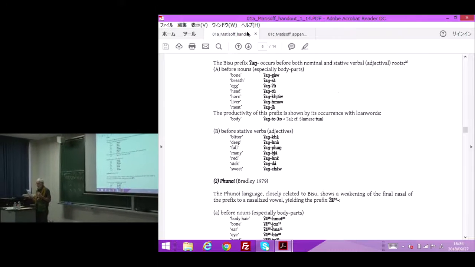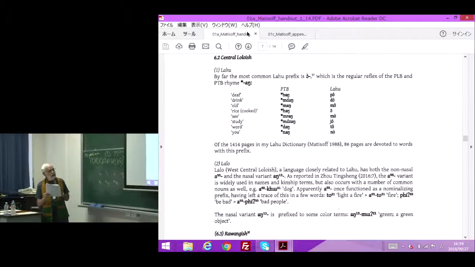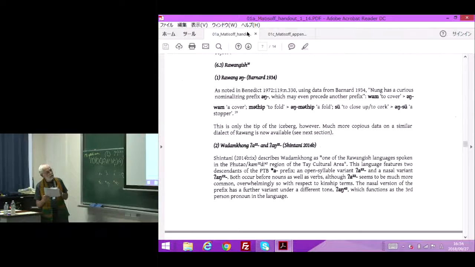Rawangish used to be called Nungish, but that's an inaccurate term. You get the unstressed variant, ung. Wadam Kong, another language studied by Shintani, has both the a and the ang. And they have slightly different functions. But as I said before, just because they might have slightly different functions doesn't mean they necessarily can't go back to the same root.